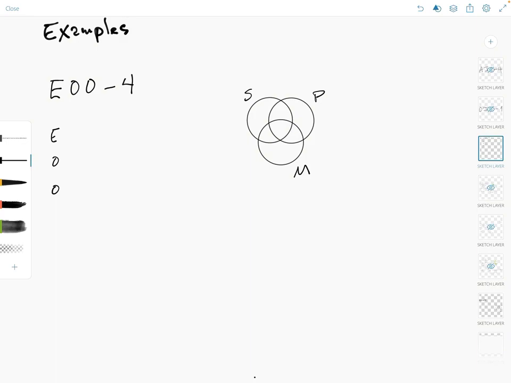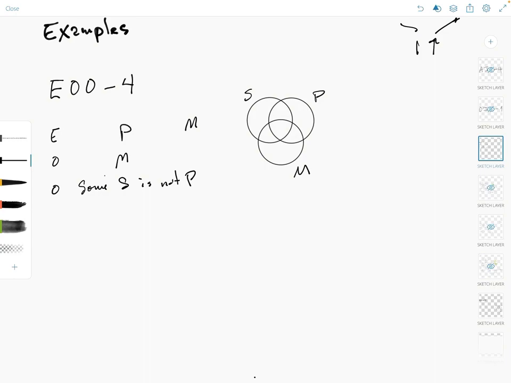Now, because we know that S and P have to occur in the conclusion, we can just write that out first. Some S is not P. That's an O. Now, where do the M's go? Because it's the fourth figure, so this is the first figure, second figure, third figure, fourth figure, the M's are going to be shaped like this. So you see that that's the shape, right?